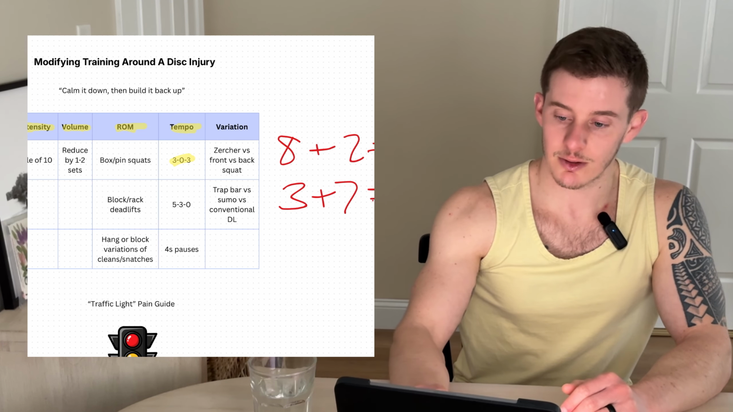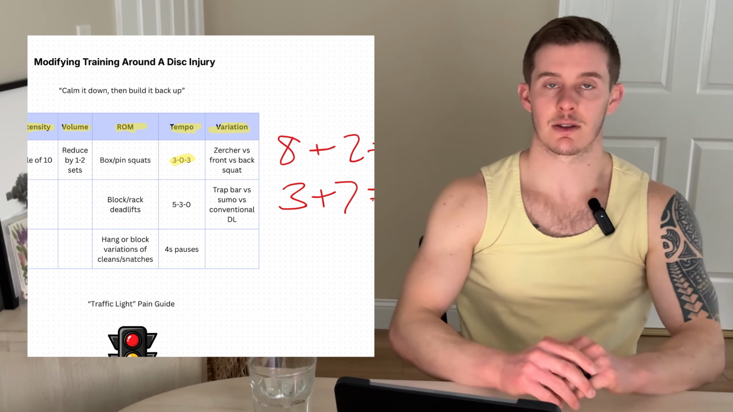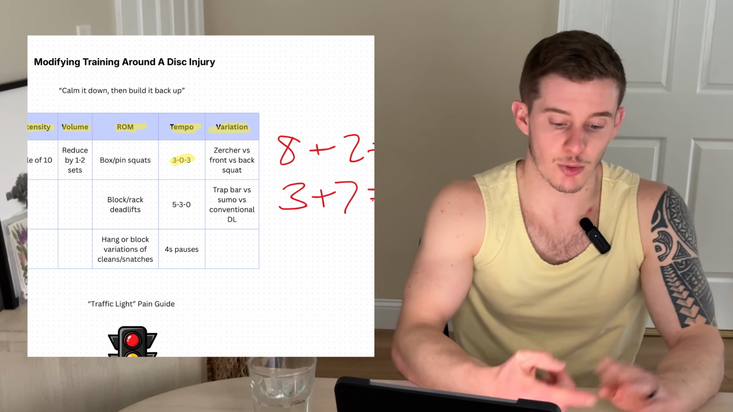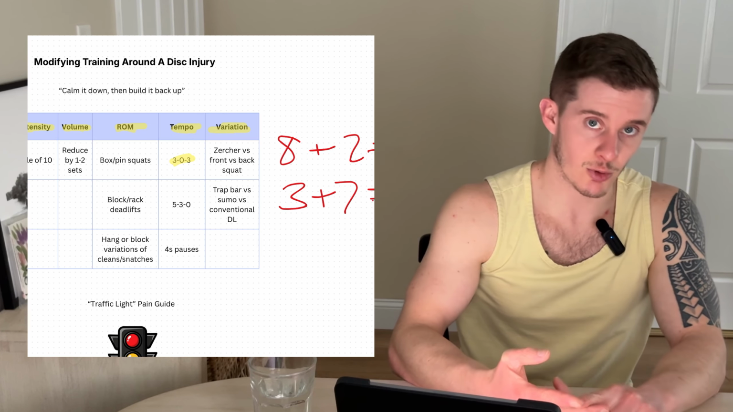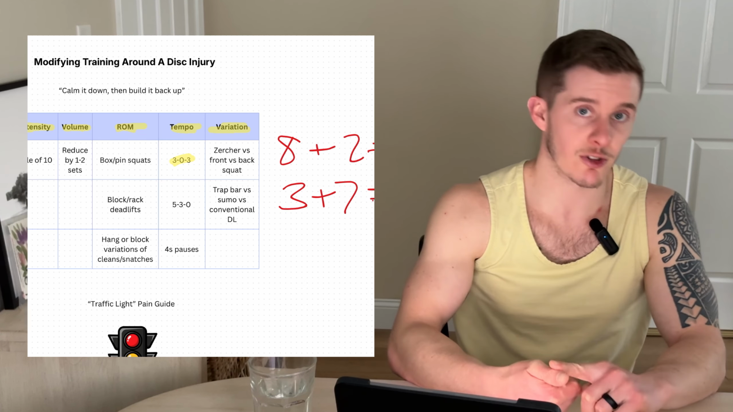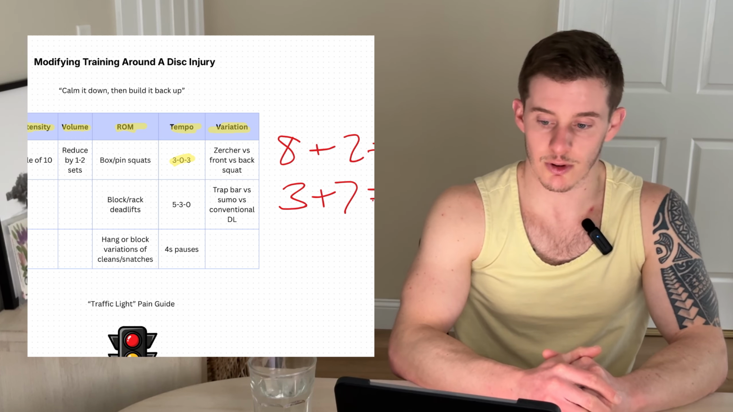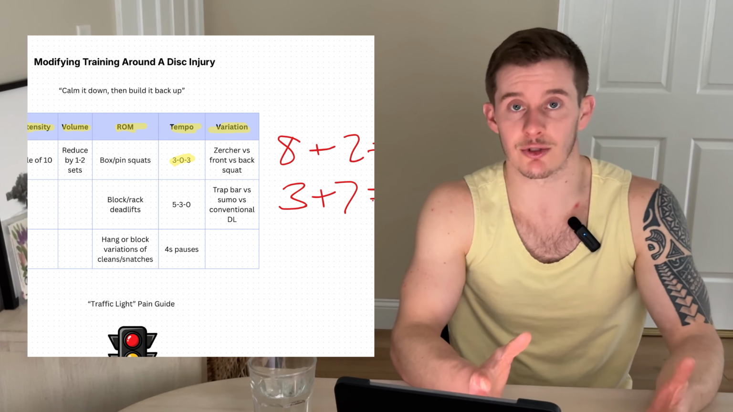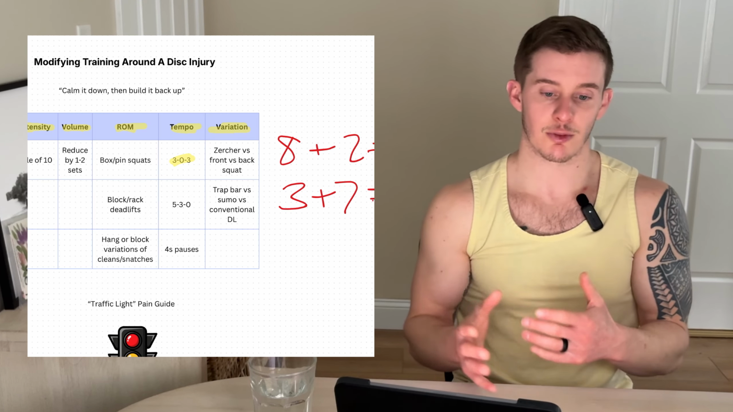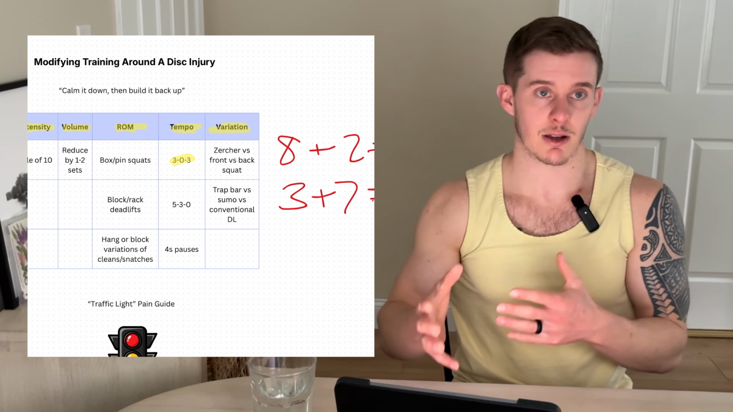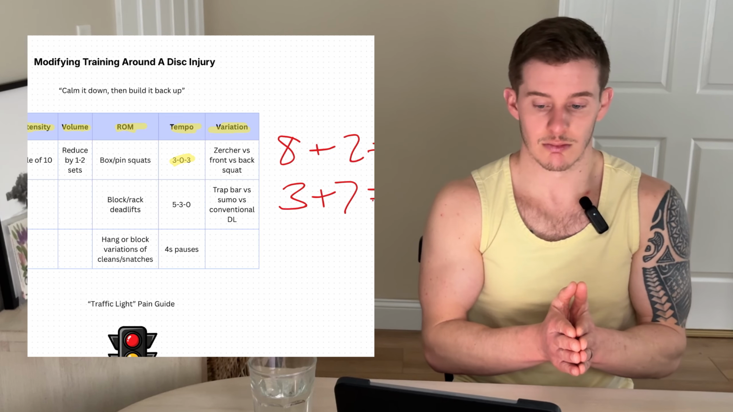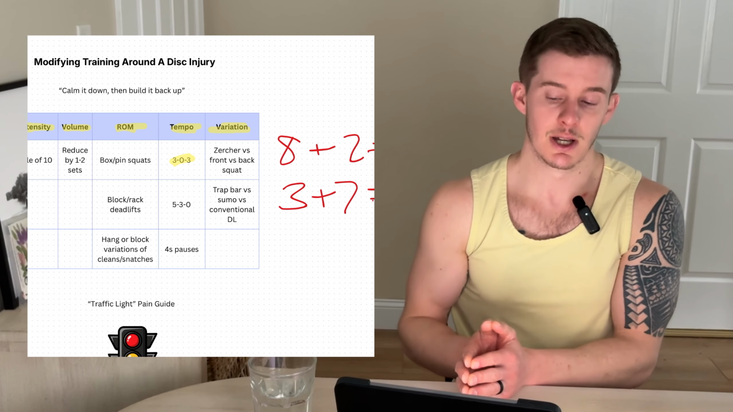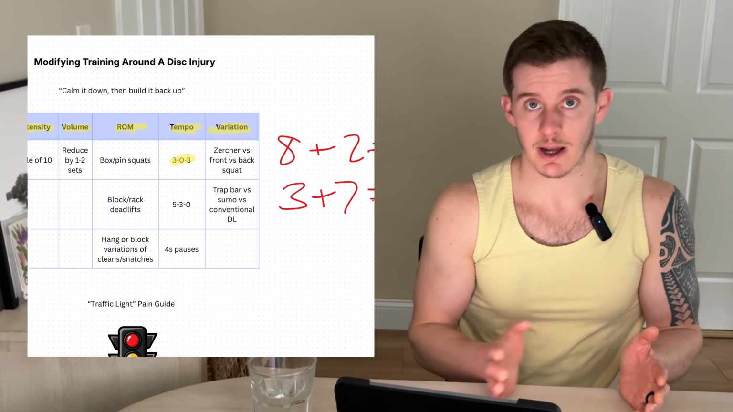And then last is the variation, which is just the style of whatever movement that you're doing. So for squatting, this is something like a goblet squat versus a Zercher squat versus a front squat versus a back squat. For deadlifting, this is like a trap bar versus a sumo versus a conventional deadlift. Each of these variations puts you in different positions and stresses the back more or less, so you can use that to systematically change how you're doing that movement to limit the loading on your back and slowly progress it over time.